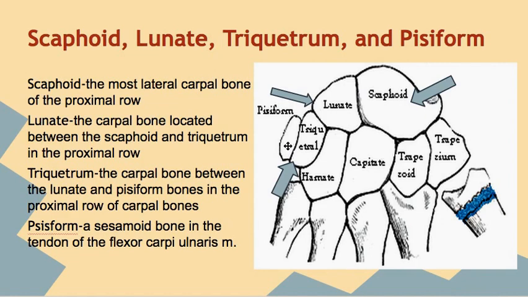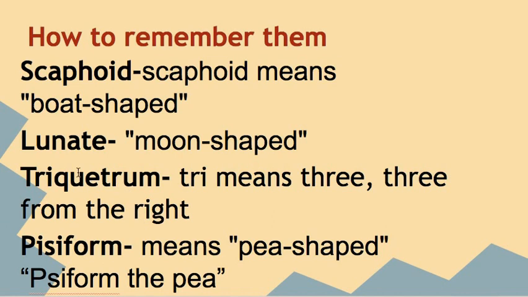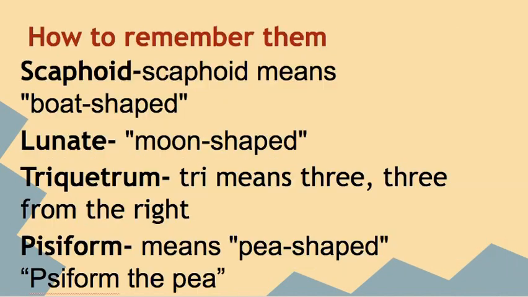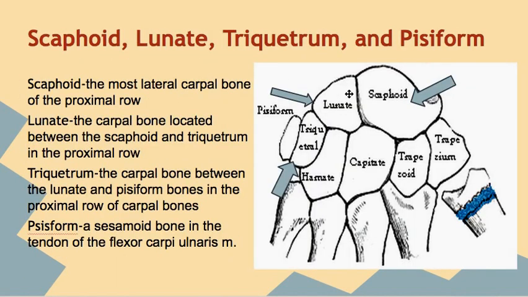A way you remember those is the scaphoid, which means boat shape. So you can start right here, and you can see that it looks like a boat. If you stretch here and use your imagination a little bit, there's a boat to remember scaphoid. And then for lunate, you can remember moon-shaped, and that would be right here. You've got to use your imagination a little bit.